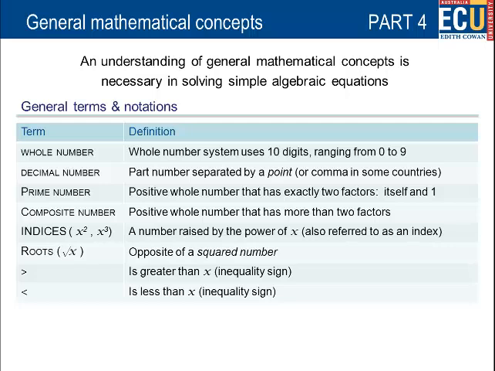The root symbol, or root numbers, are the opposite of squared numbers. Therefore, the root of 9 is 3. There are two inequality symbols shown on screen. The first is the greater than symbol and the second is the less than symbol, and these indicate if the number before the symbol or the inequality sign is greater than or equal to the following number, the number that comes after the inequality sign.